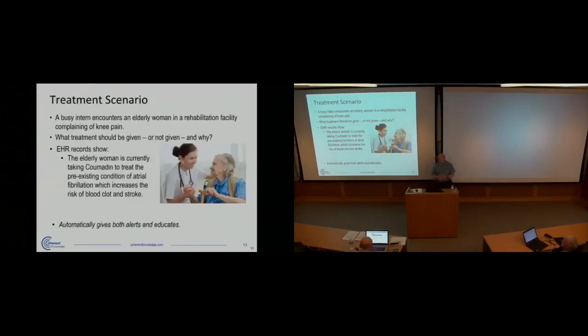Okay, so let's consider one particular treatment scenario to make this concrete. An intern is busy, encounters an elderly woman in a rehab facility, and she's complaining of knee pain. She says, "Oh, I've got chronic knee pain." What treatment should be given or not given, and why? And her EHR records show that she's currently taking Coumadin, which is a blood thinner, to treat the pre-existing condition that she also has of atrial fibrillation, which increases the risk of blood clot and stroke.